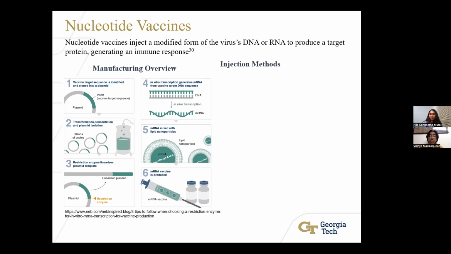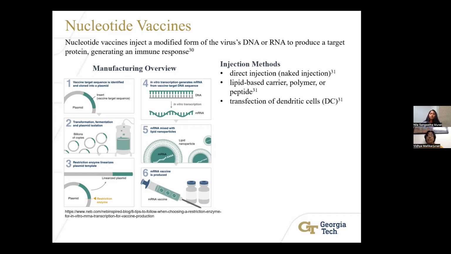So the diagram shows a specific injection method, but there's actually a couple of different ways to inject mRNA vaccines. There's naked mRNA injection, aka direct injection, where you just put the mRNA directly in, and then there's encapsulation techniques like lipid-based carrier, polymer or peptide encapsulations, or transfection of dendritic cells, which puts the mRNA into a dendritic cell. These are all different methods by which to inject mRNA vaccines.